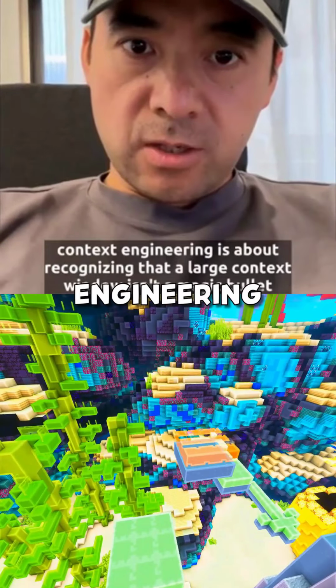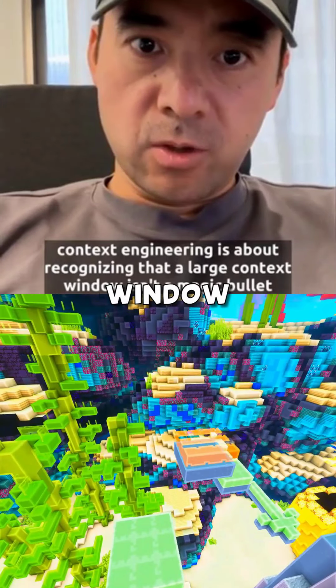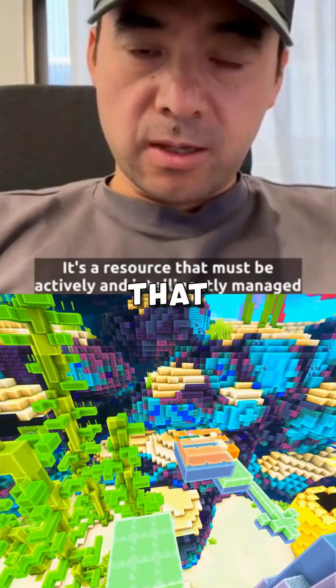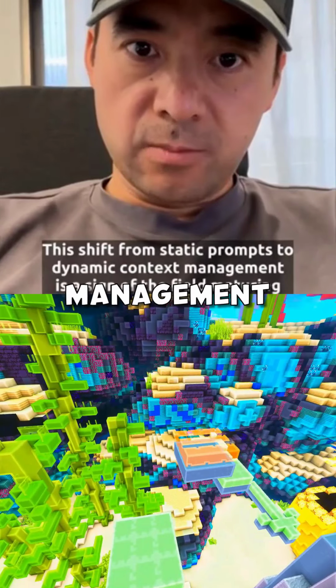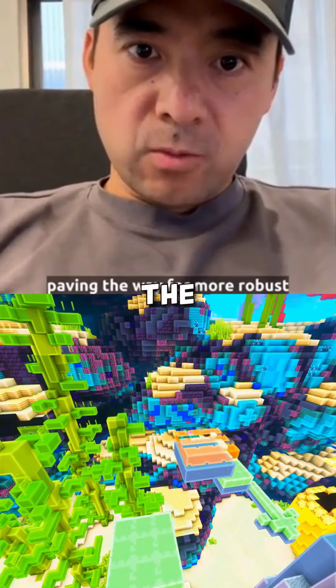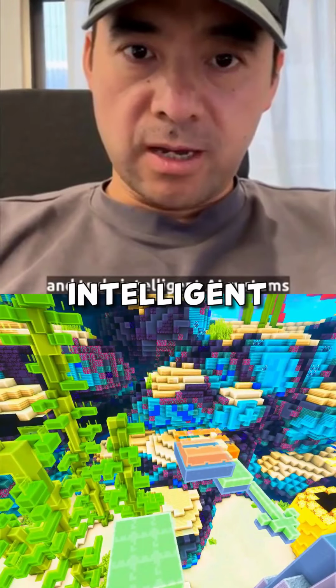Ultimately, context engineering is about recognizing that a large context window isn't a magic bullet. It's a resource that must be actively and intelligently managed. This shift from static prompts to dynamic context management is a sign of the field maturing, paving the way for more robust, reliable, and truly intelligent AI systems.